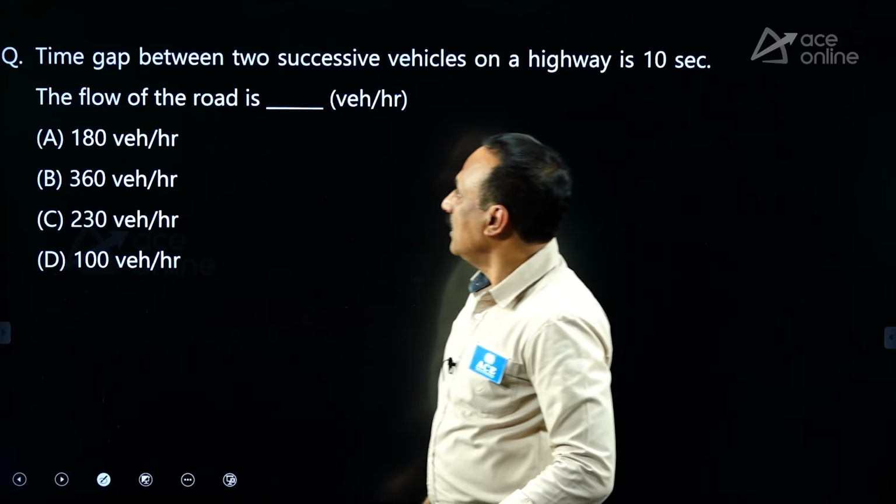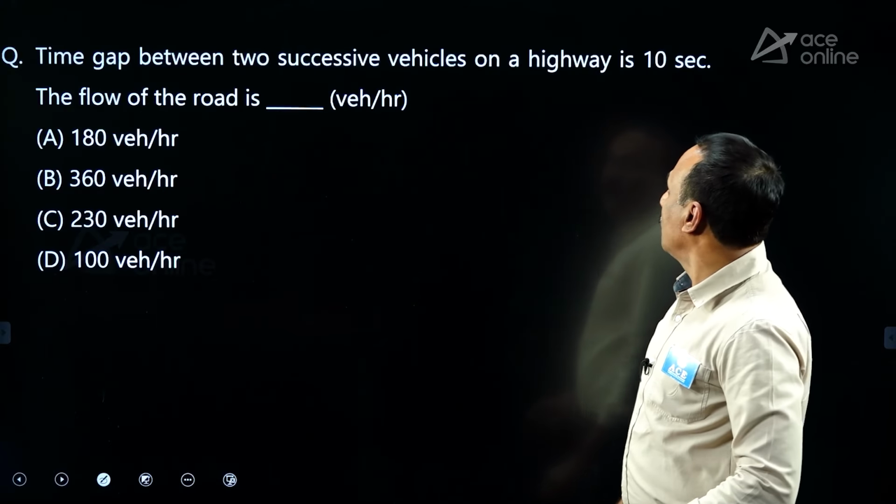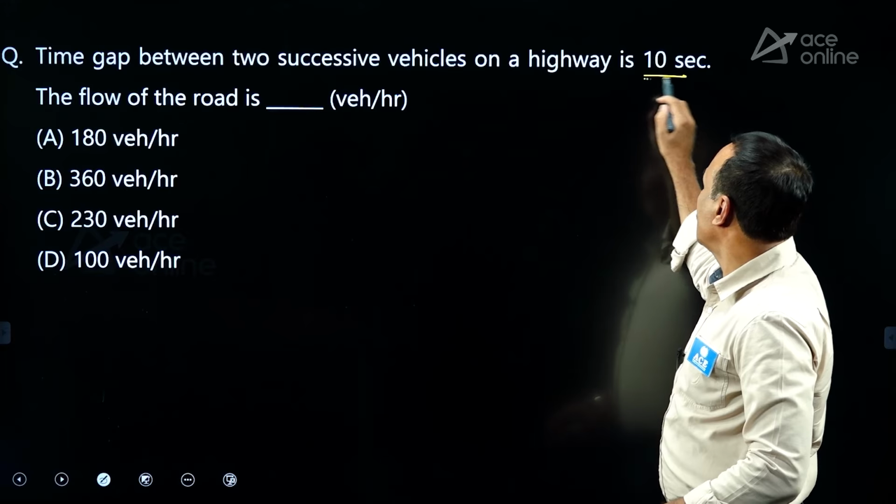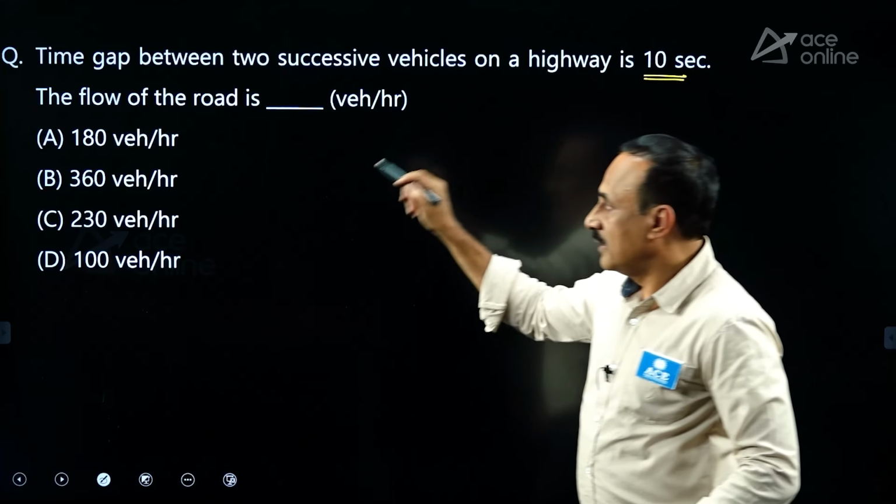Come to the next question. Time gap between two successive vehicles is 10 seconds per vehicle. Time headway is 10 seconds per vehicle. Q is equal to 3600 by time headway. So 3600 by 10, nothing but 360 vehicles per hour. So answer is option B. A simple, direct forward question. Without a calculator, you can solve it.